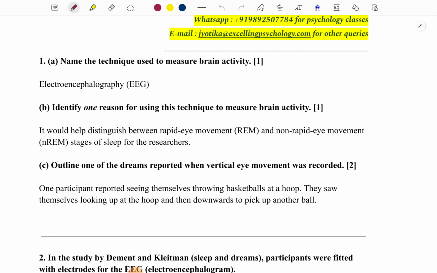In this class, I discuss Course Study 1 for the AS syllabus of 2024-26 for the Cambridge Board, which is the Dement and Kleitman Sleep and Dream Study. What I'm going to do in this class is go over a few types of questions that come in the paper from this study, both for paper 1 and for paper 2. I have some model answers written out here, and I will not just read out the answers to you, rather I will explain to you how these answers are written.